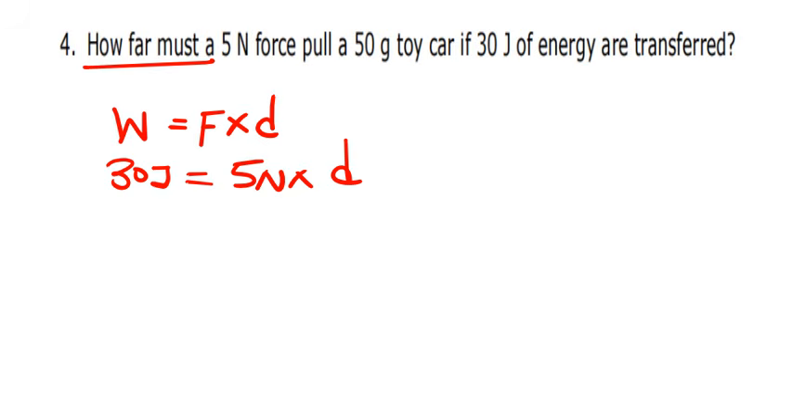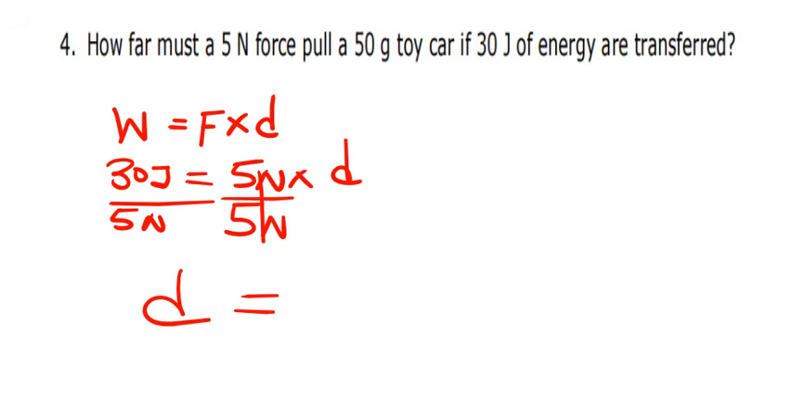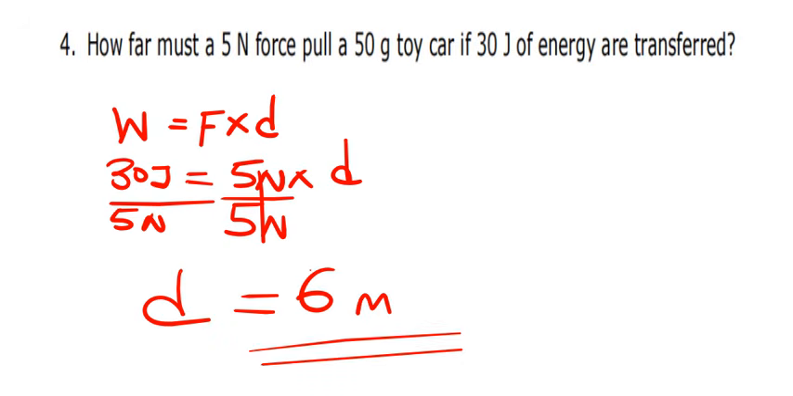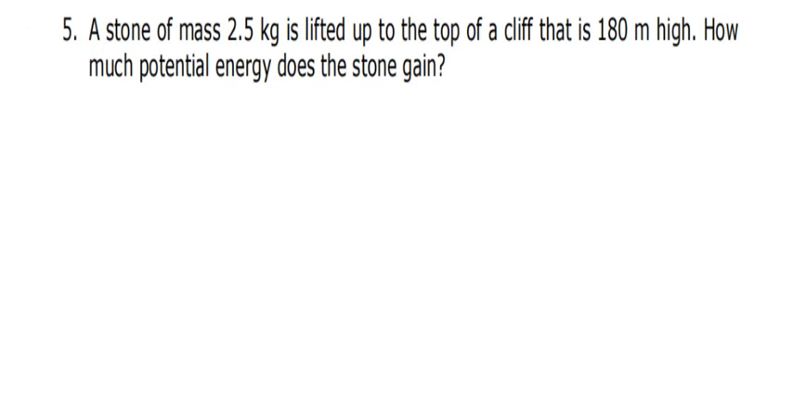How far must it be? Okay, so in this case, for us to find the distance, we're going to divide by 5 newtons on both sides. So the distance therefore is going to be 30 divided by 5, that is 6. Distance is measured in meters, so this will be 6 meters. So what this means is that the force must pull the toy car 6 meters to transfer that 30 joules of energy. Okay, let's come to number 5.